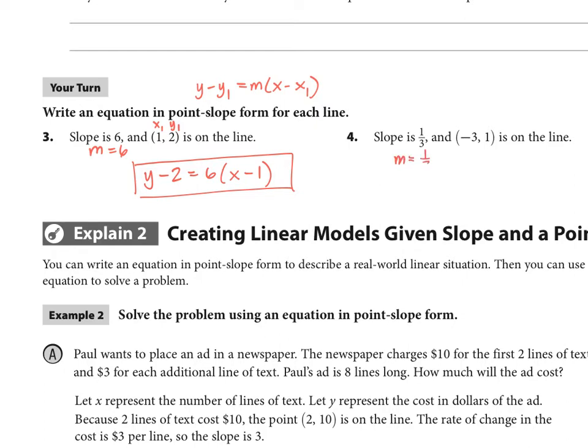Okay, the slope is 1/3. -3 is my x1 and 1 is my y1. Okay, x comma y. And so my linear equation is y minus 1 equals 1/3 times x minus -3. A lot of the mistakes with this are going to happen with those negatives. So if it's a negative, you could just put x plus 3, and it's the same thing. So x minus -3 or x plus 3 are both acceptable. The x plus 3 is definitely the preferred way to write it.